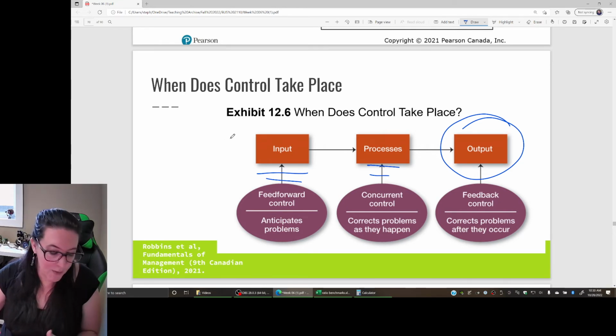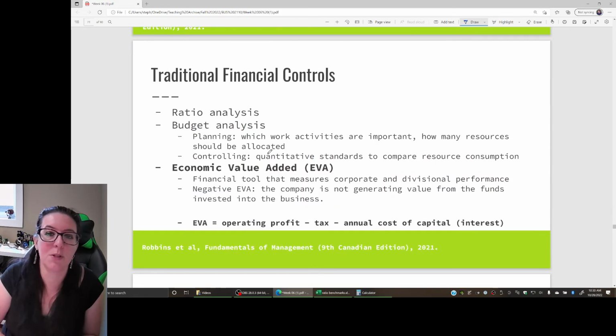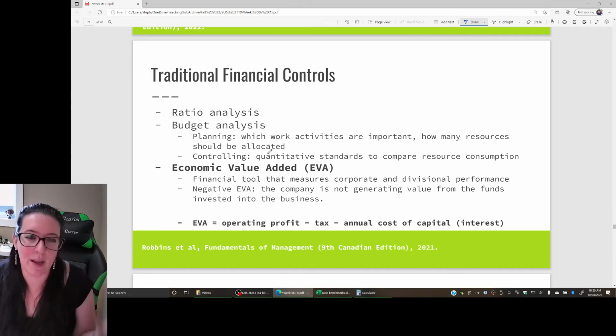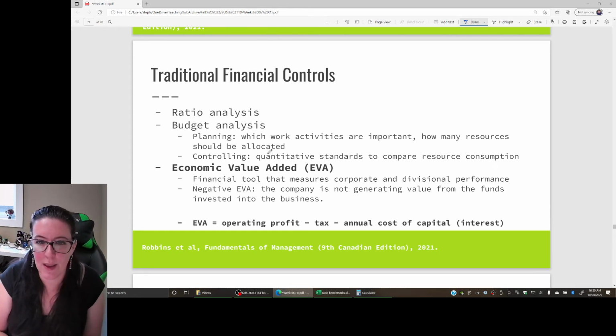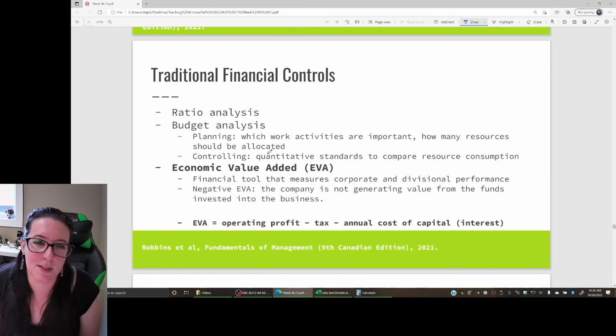So when we talk about these controls, where do we get the controls when it comes to financial controls? So we have our ratio analysis, right? We can compare to those financial ratios, industry versus current. We can do a budget analysis, so we can compare in terms of how many resources we're using, how work is being allocated, ultimately in terms of how much revenue versus cost. There are two other financial controls we want to look at.